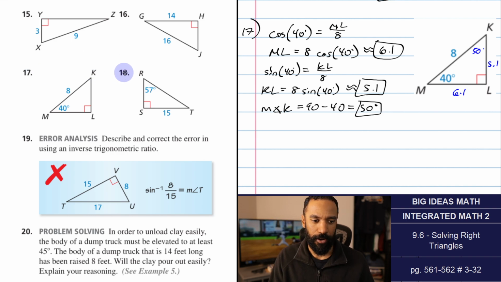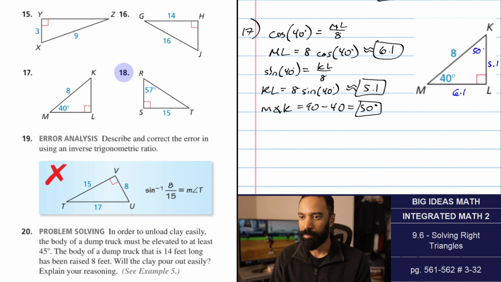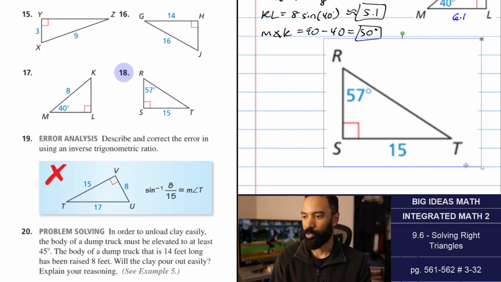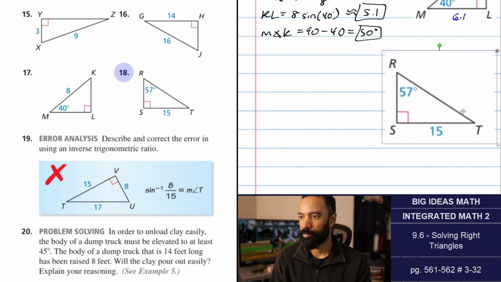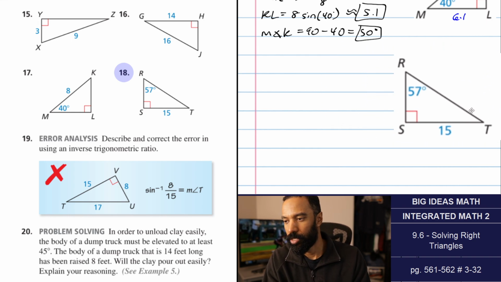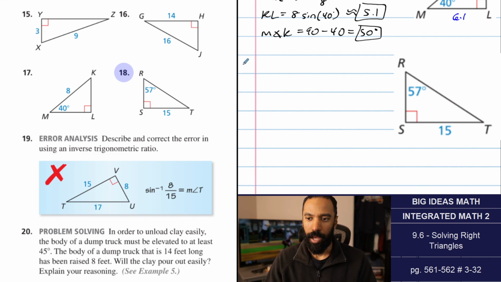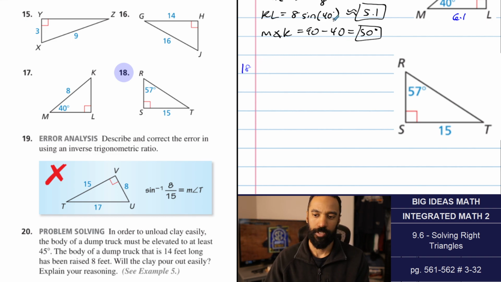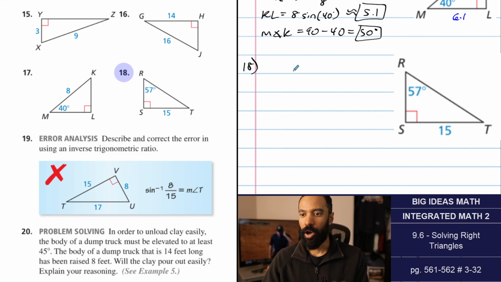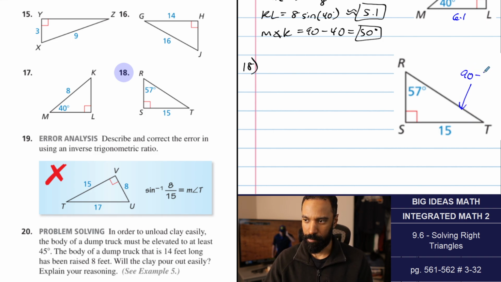And the last one here among this set, number 18, triangle RST. Ooh, it's big. Triangle RST, and I have the side opposite that 57 there, 15. Whoops. Let's use black. Okay, let's find the measure of angle T first. This is going to be 90 minus 57, so that is 33 degrees.